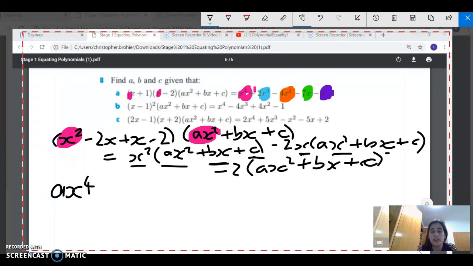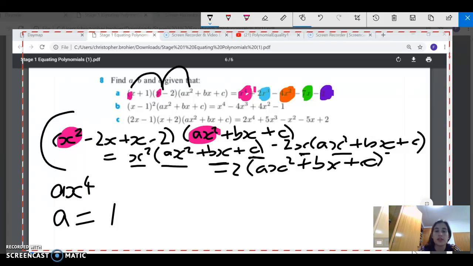So that means we know that the term which is raised to the power of 4 on the left-hand side of the equation is actually ax to the 4. It's this times that, which gives you x squared times ax squared. So instead of doing all of this stuff here, we can just say ax to the 4 must be my term raised to the 4th power. Therefore a equals 1, because the coefficient in front of x to the 4 is 1, and a is the coefficient in front of the x to the 4 on the left-hand side. So a equals 1.